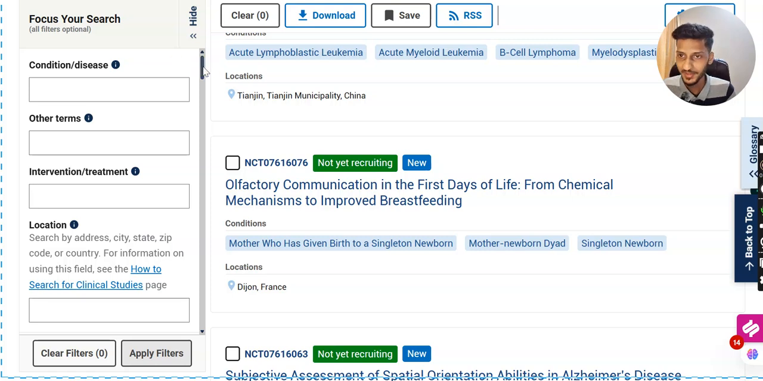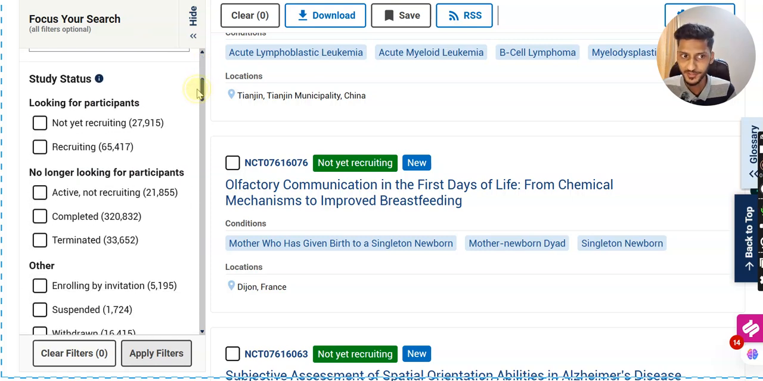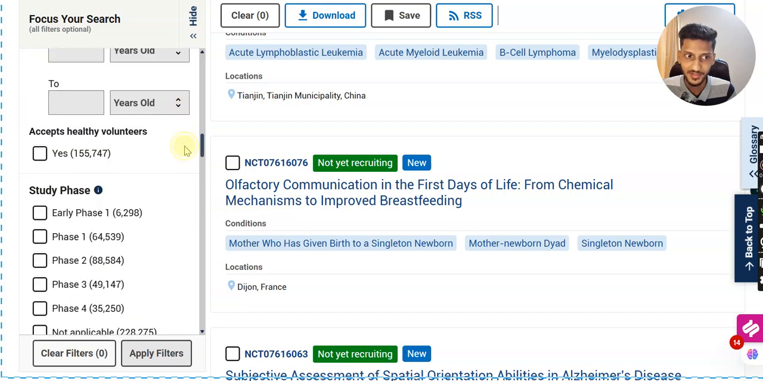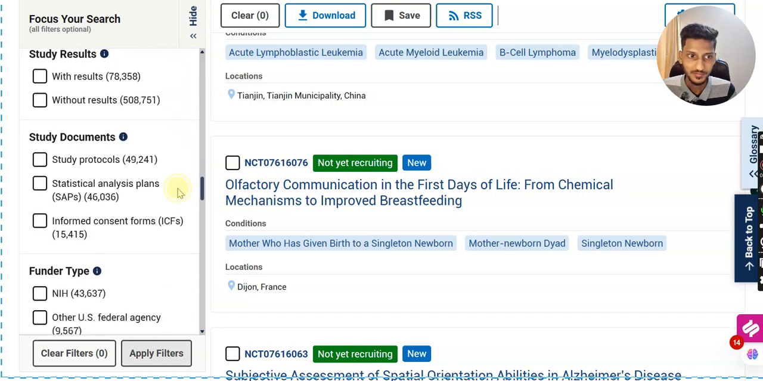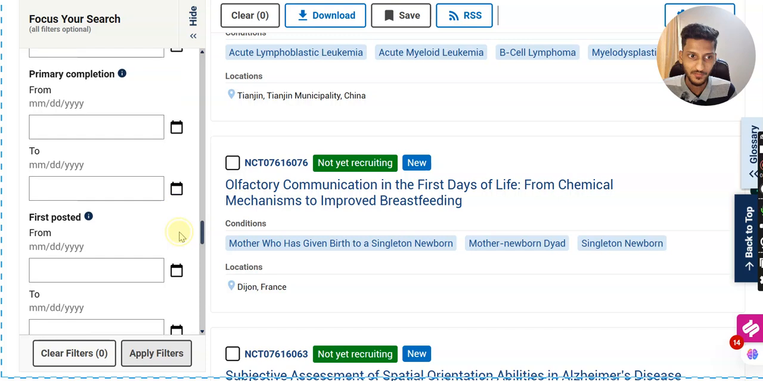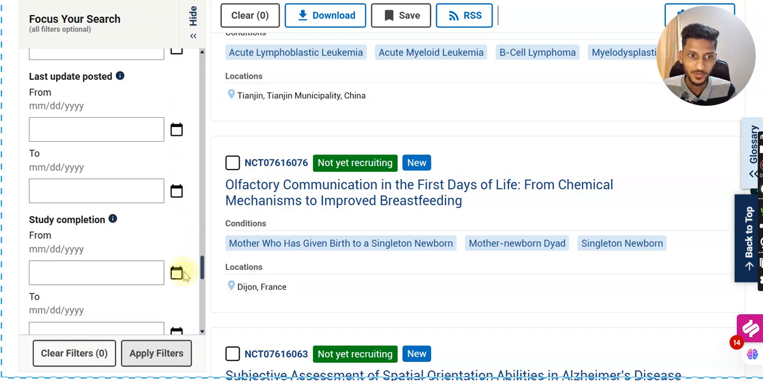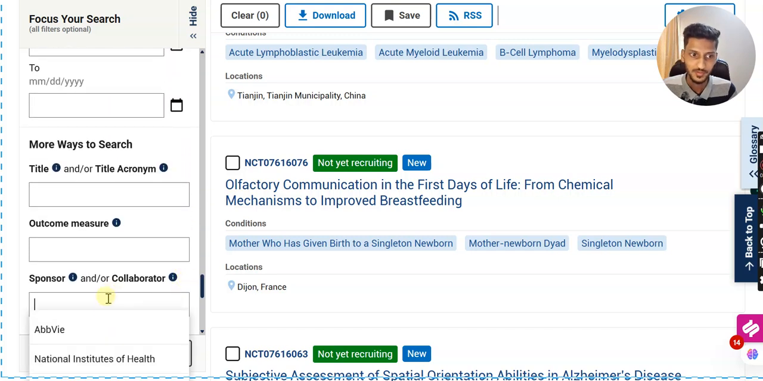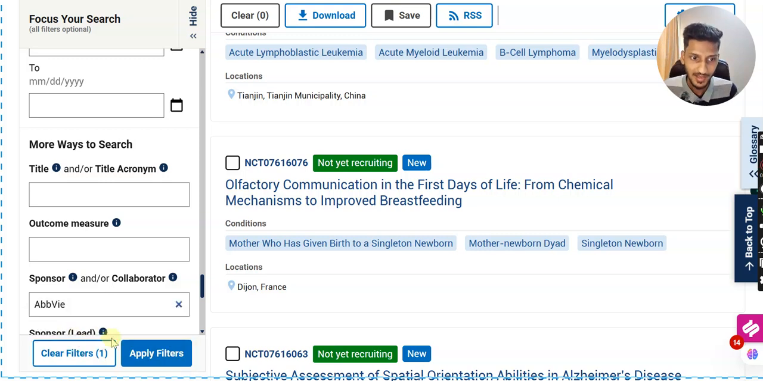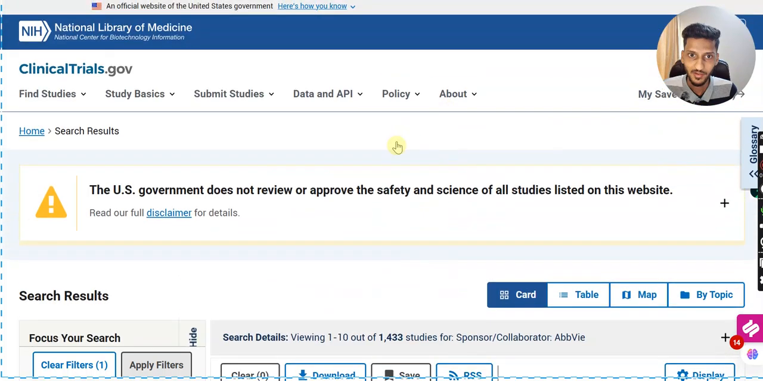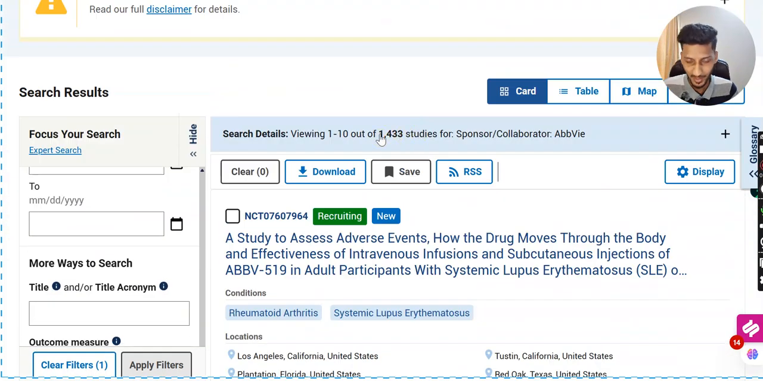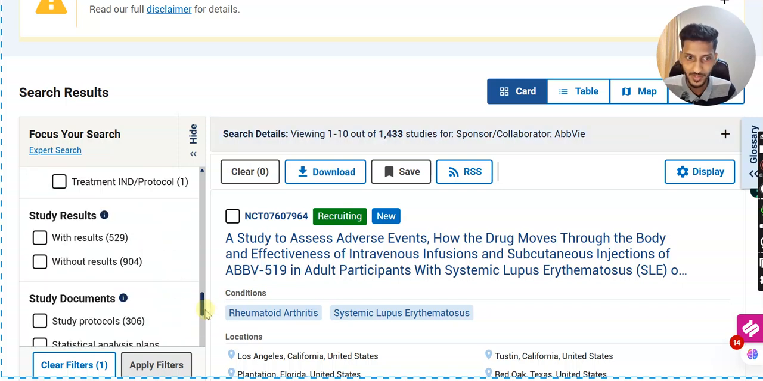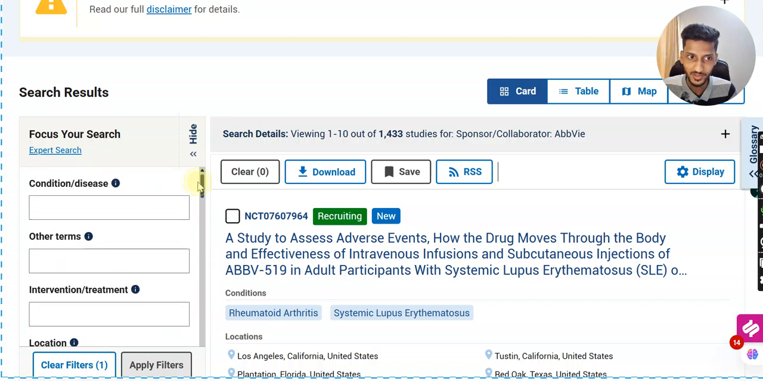When you land on the clinicaltrials.gov page, you could see there are different filters that are provided to you on the left hand side. We can scroll down and find there will be a field for input for the sponsor name, right? And I'm gonna write AbbVie over here and apply the filters. So these are all the studies that AbbVie is currently running. Of course, AbbVie is a big company, like I said, so they are running multiple studies over here.